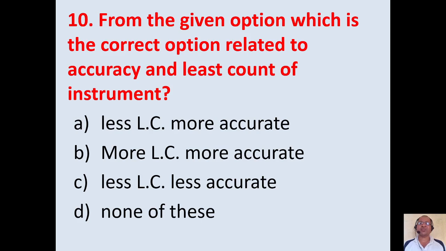From the given options, which is the correct option related to accuracy and least count of an instrument? We have already seen that if an instrument has less least count, then it is more accurate. So option A, less least count, more accurate, is the correct option.